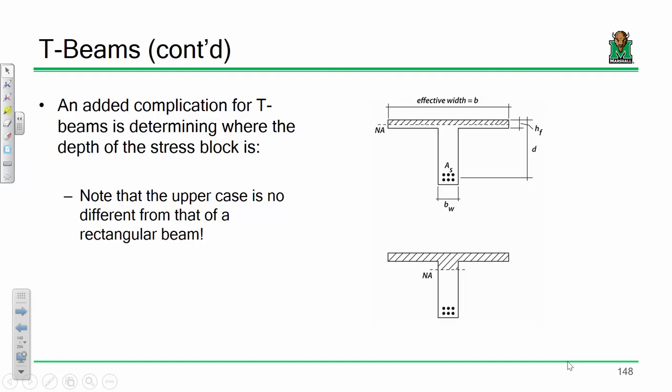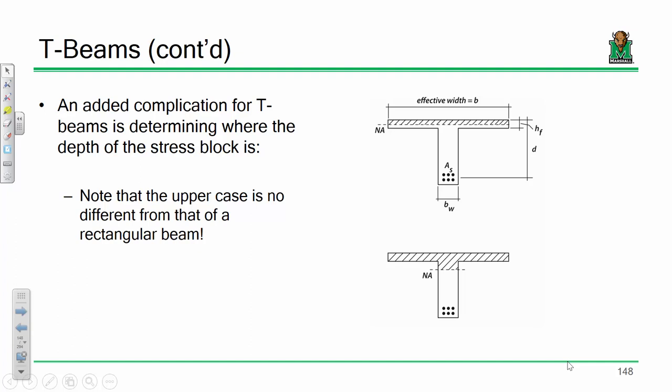What about the compressive force? We assume a uniform stress of 0.85 Fc prime. It's going to be B, the width of the beam, and it's going to be A, right? So it's essentially 0.85 Fc prime times this shaded area, which is the area of that stress block. Does that make sense? Is everybody okay with that? Okay.